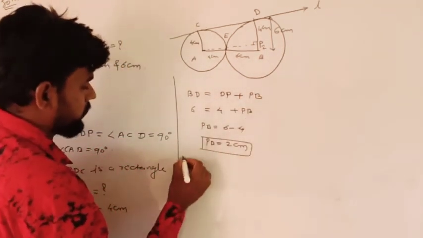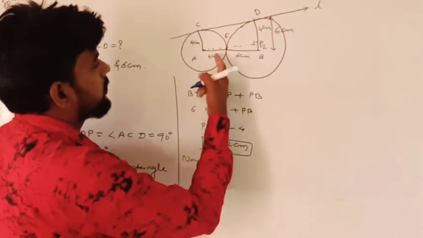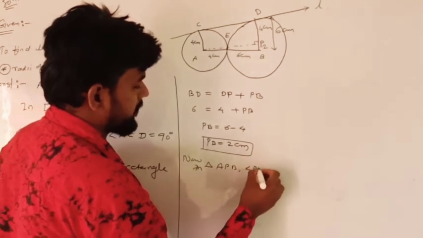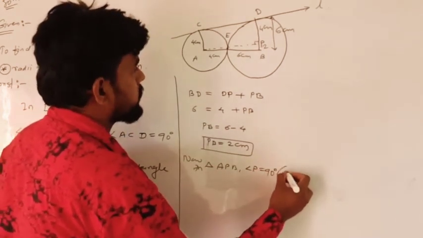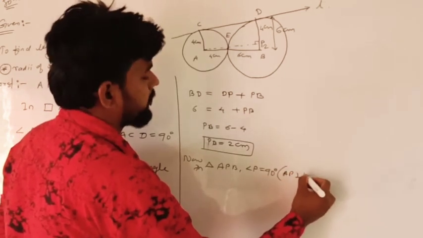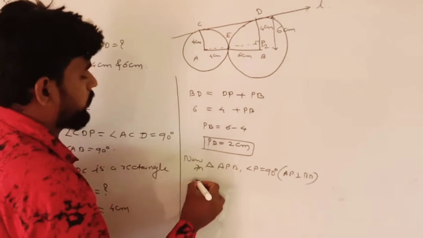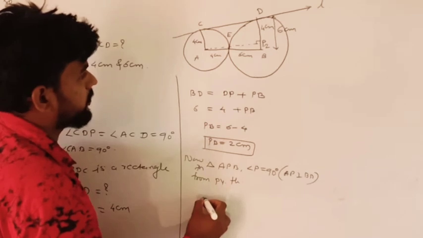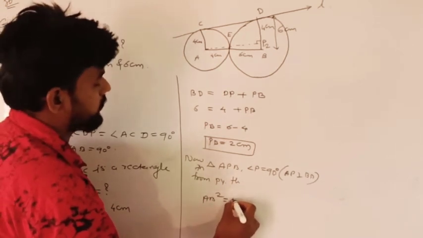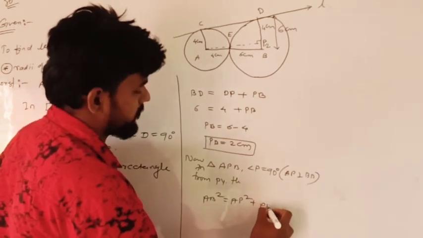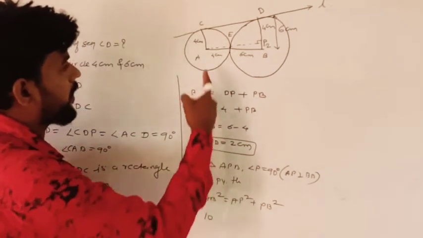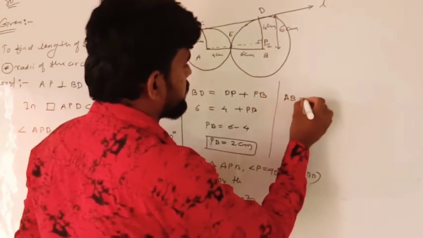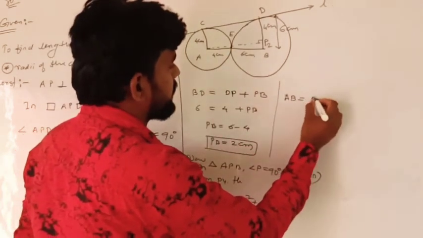Listen. Now in triangle APB, angle P is equal to 90 degrees because AP is perpendicular to BD. Okay, now from the Pythagoras theorem we write here AB square is equal to AP square plus PB square. Now AB square, what is AB square? I want to write here AB square is equal to AP square plus PB square.